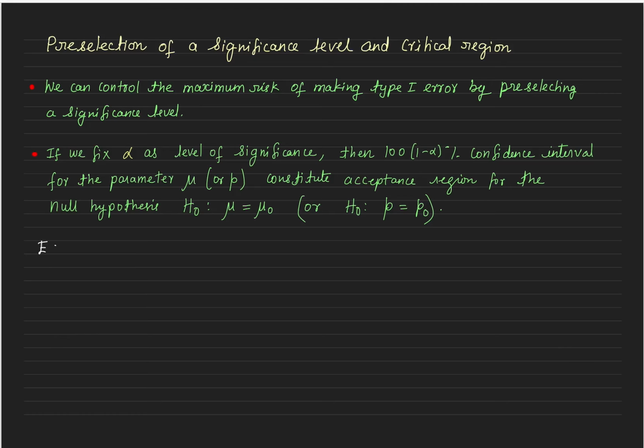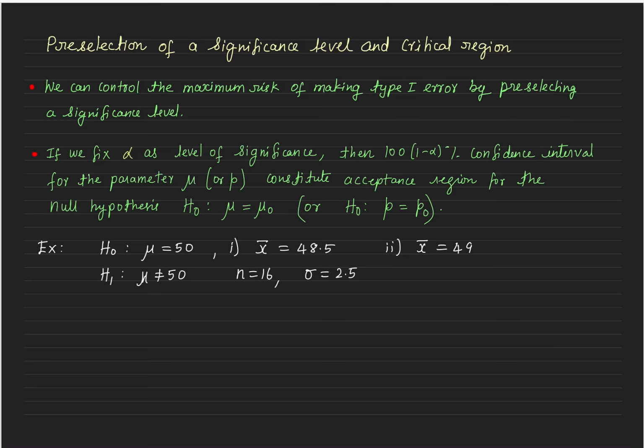For example, consider the null hypothesis mu is equal to 50 and the alternate hypothesis mu is not equal to 50. Let the sample mean be 48.5 in the first case, and in the second case the sample mean be 49, and sample size n be 16. Assume that the population is normally distributed, and the population standard deviation is 2.5.